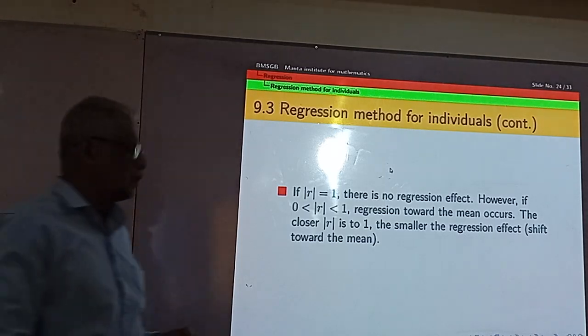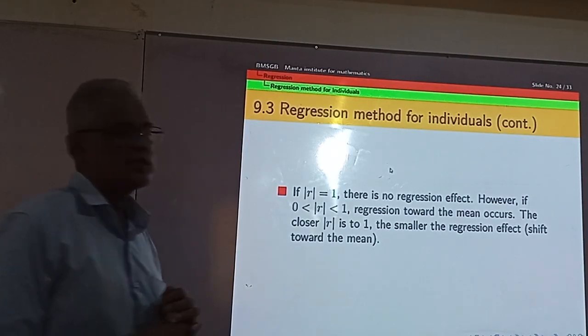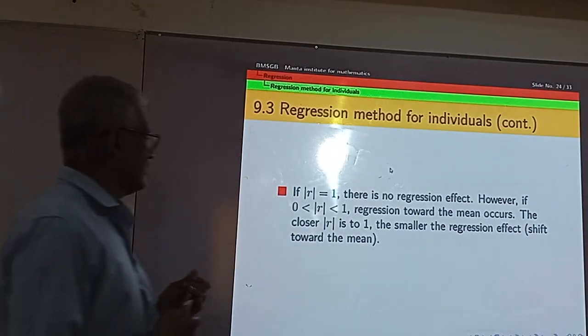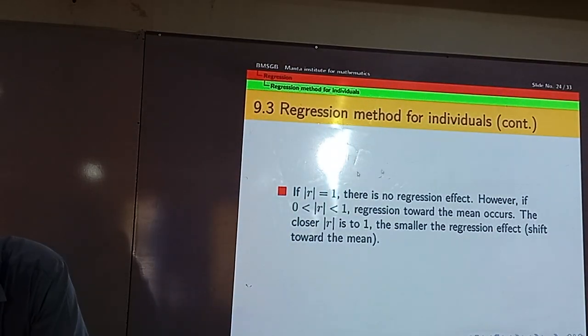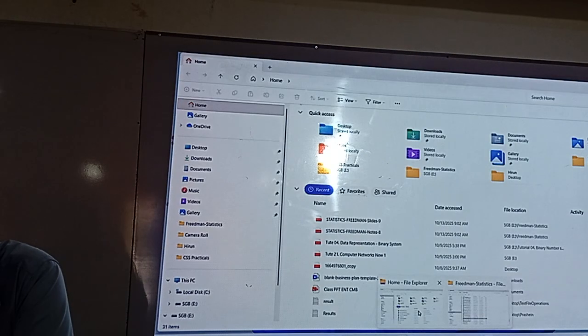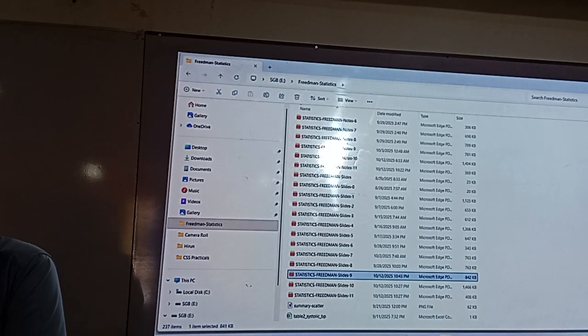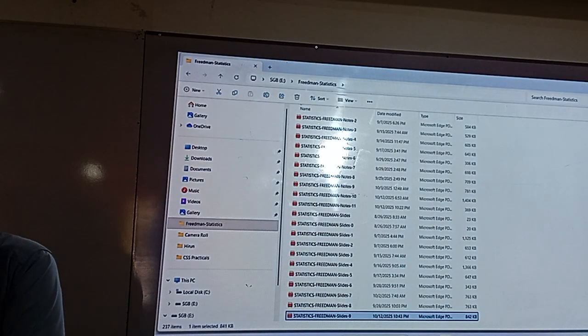So if R is equal to 1, absolute value is equal to 1, that is if R is positive 1 or negative 1, there will be no regression effect. But otherwise, there is always some regression effect. Actually, I tried to produce another picture to show you further about this regression effect last night. So let me see if I can find that out. Just to show you this is happening always, not only for these two particular examples, height and weight and so on.